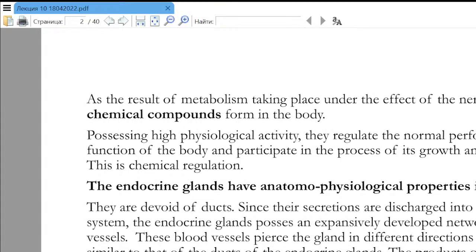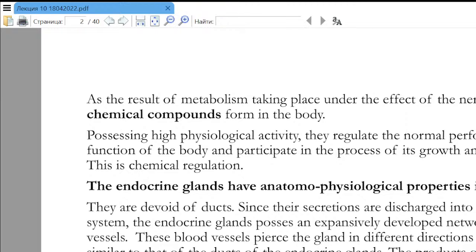As the result of metabolism taking place under the effect of the nervous system, chemical compounds form in the body. Possessing high physiological activity, they regulate the normal performance of the functions of the body and participate in the process of its growth and development. This is chemical regulation.